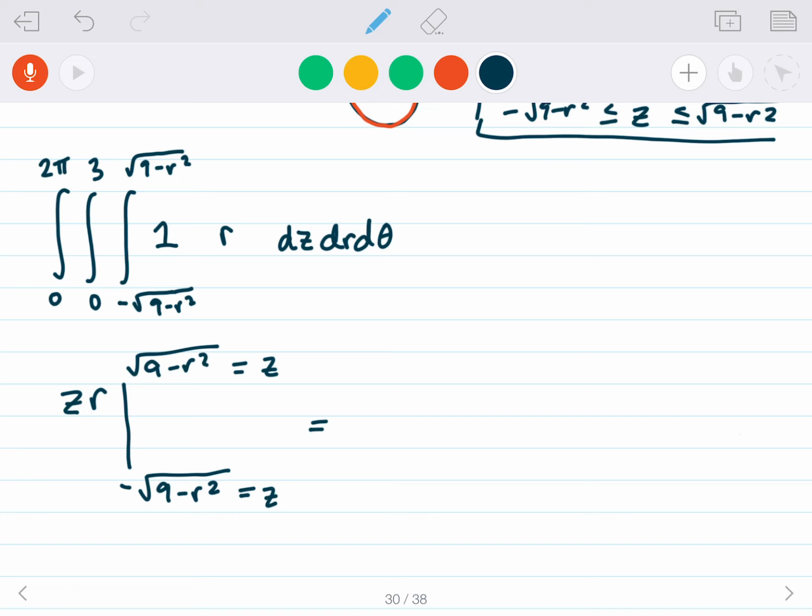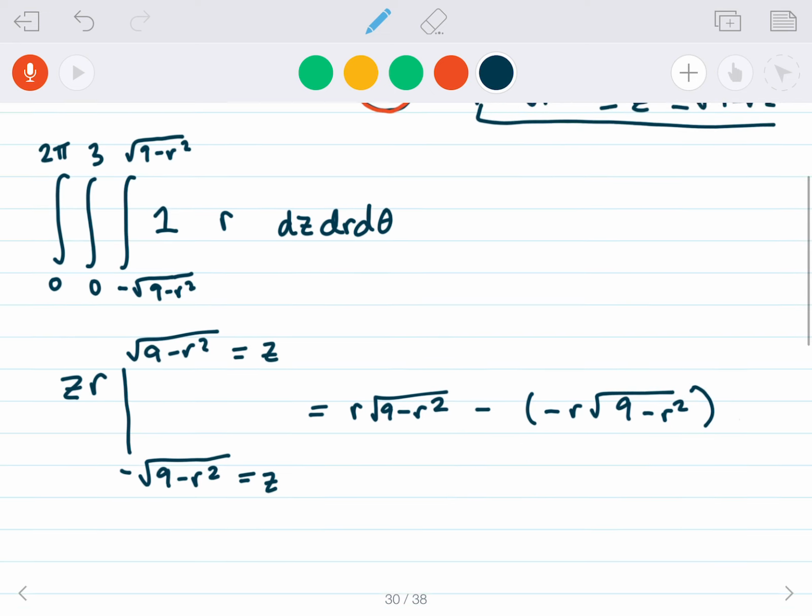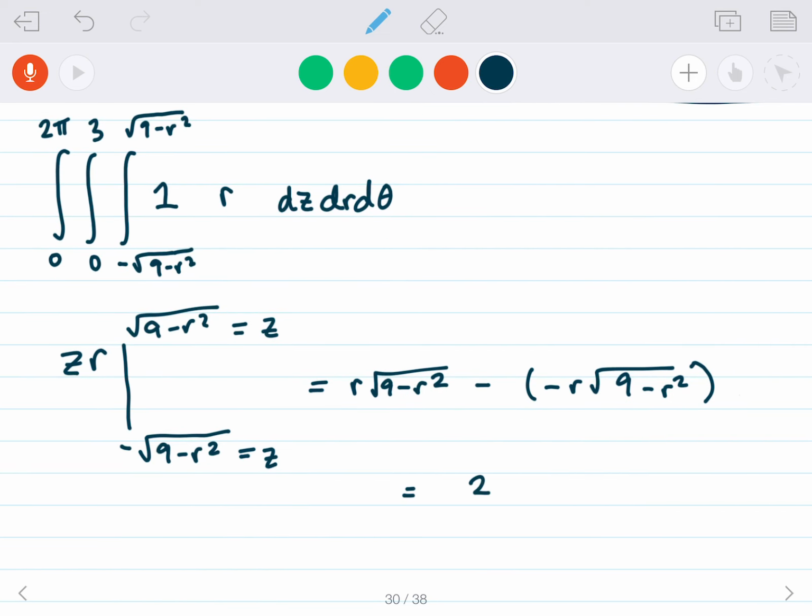So if I evaluate at my bounds here, I get square root of 9 minus r squared times r minus, and then this is going to be minus r root 9 minus r squared. Alright, so this is going to give me 2r square root 9 minus r squared when I simplify that. Okay, so I've integrated with respect to z. Now I need to integrate this thing with respect to r. So let's go ahead and do that.